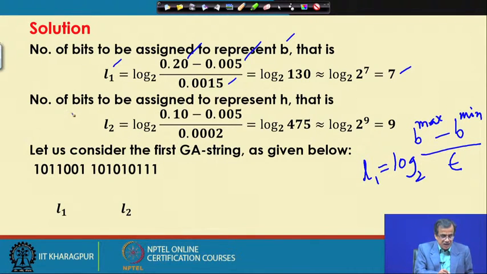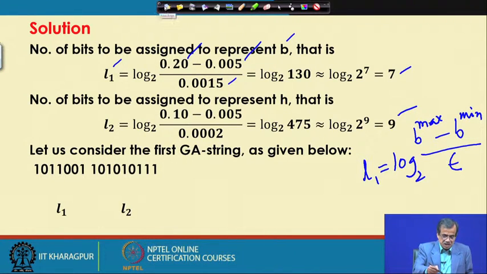Now, similarly, I can find out the number of bits to be assigned to represent H. Using the same expression, L2 is nothing but log base 2 of (H maximum minus H minimum) divided by epsilon, and if I substitute the numerical values, I will get log base 2 of 475, which is approximately log base 2 of 2 raised to the power 9, and that is nothing but 9. So, we are going to assign 9 bits to represent H.